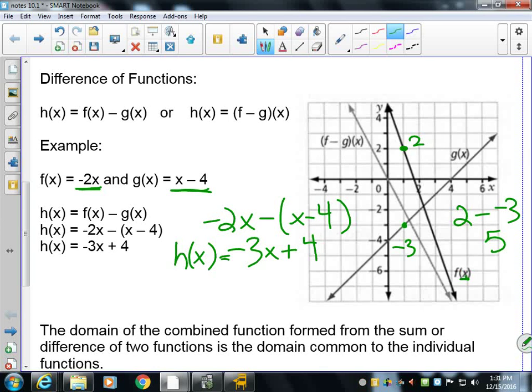Is this the right f of x? I think these two graphs are written as the wrong ones, right? Because if we graph negative 2x, that's 0 and 0. So this line should be f of x, and this darker line should be h of x, basically, right?